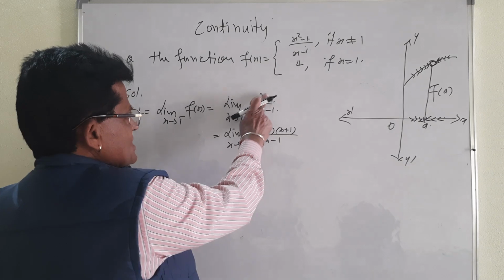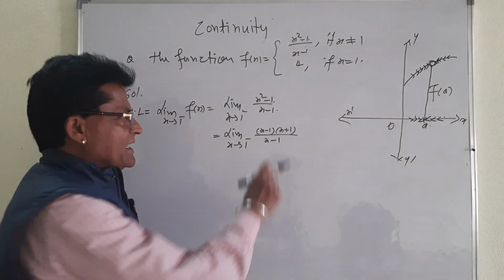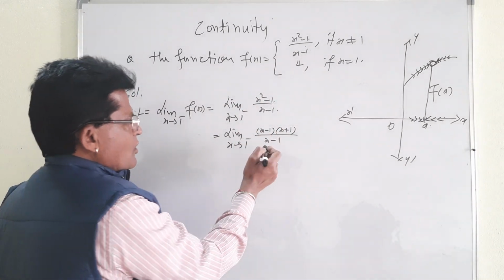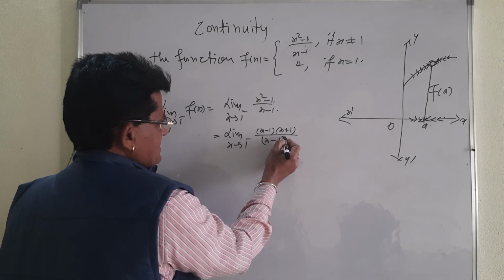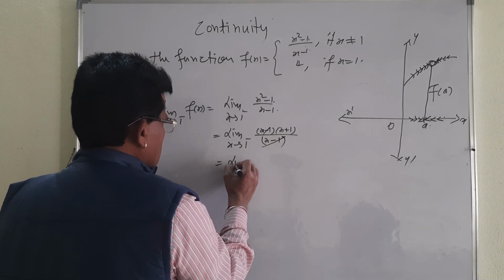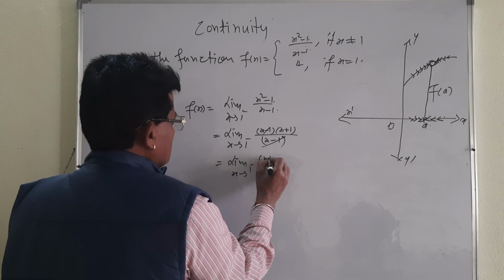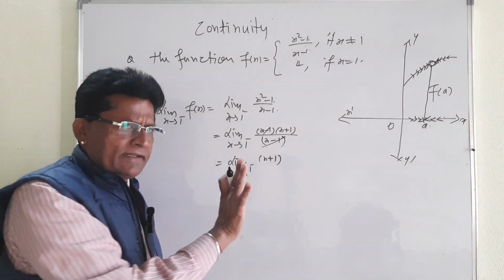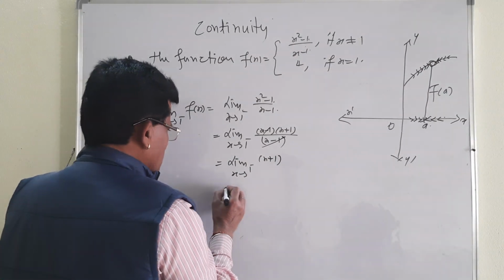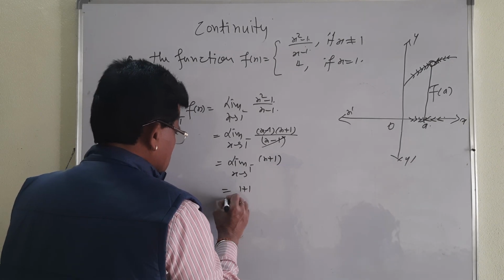That is why first of all factorize the numerator as well as the denominator and cancel the common factors. It will be equal to what? Limit, left limit, x plus 1. Dear student, I am taking directly the limit. In place of x you can write 1. That is why 1 plus 1, it is equal to 2.